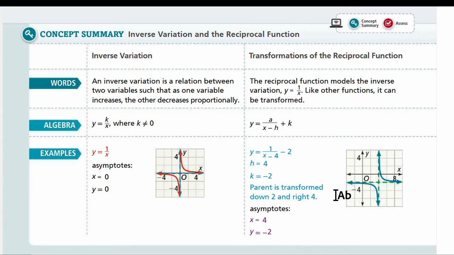Reciprocal function models the inverse variation, y equals 1 over x. And remember that you can use the rule of translation to graph reciprocal functions that are more complicated than your original parent function.